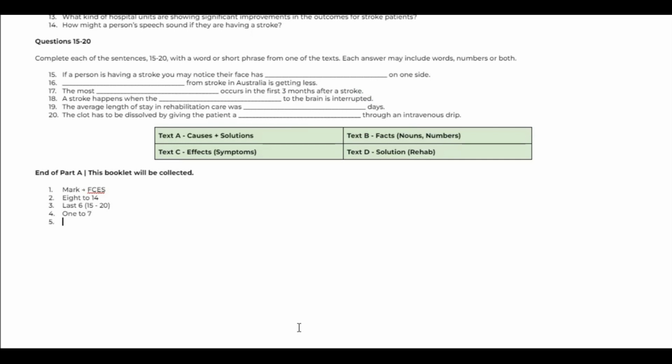That is done. After completing this, you have to check your numbering. I mean, whether you have done the numbers correctly. If there is any mistake in that, you will be losing marks. And please make sure that your spellings are also completely correct. So this is the best way for part A. So what is this? Mark FCES, then 8 to 14, last the 15 to 20 and then 1 to 7, and then numbers and spelling. This is the Melons method for part A reading.